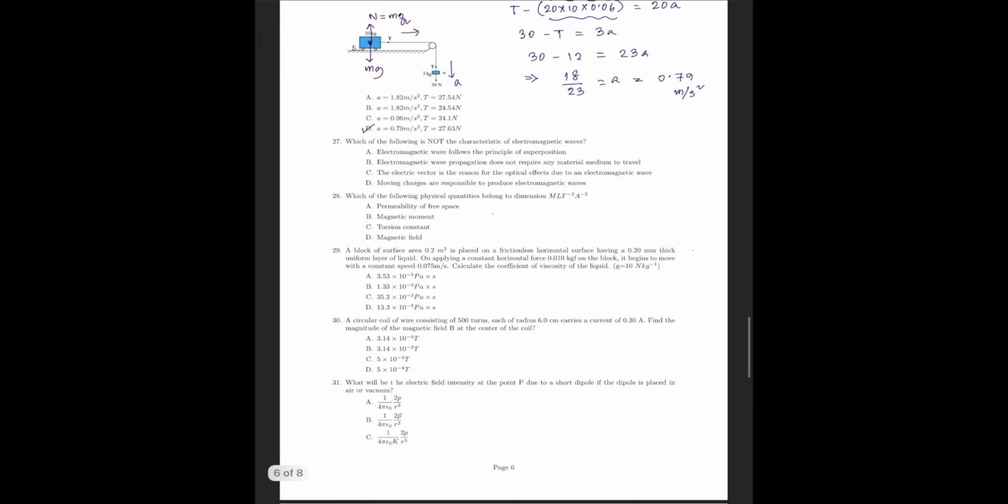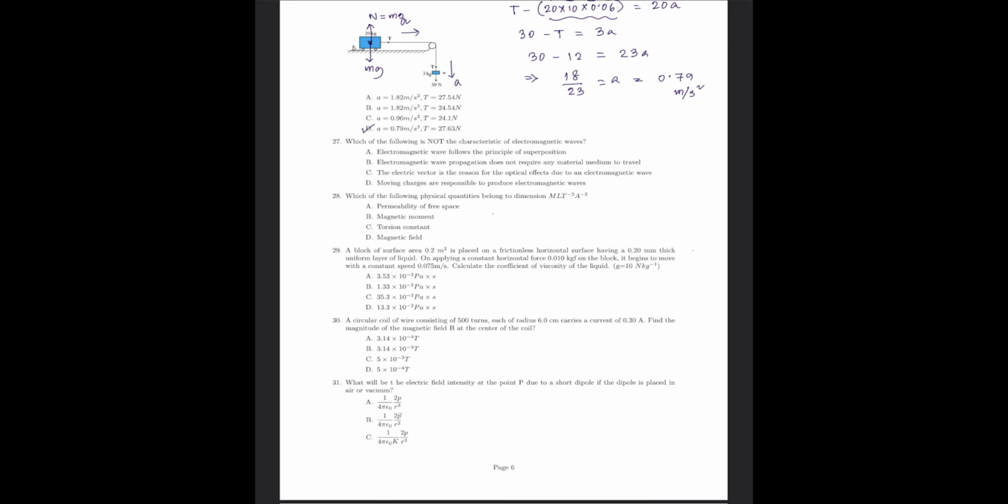We don't even need to calculate the tension because there is only one option with the acceleration that is matching. Now 27th question is also an informative question. Which of the following is not the characteristics of electromagnetic wave?